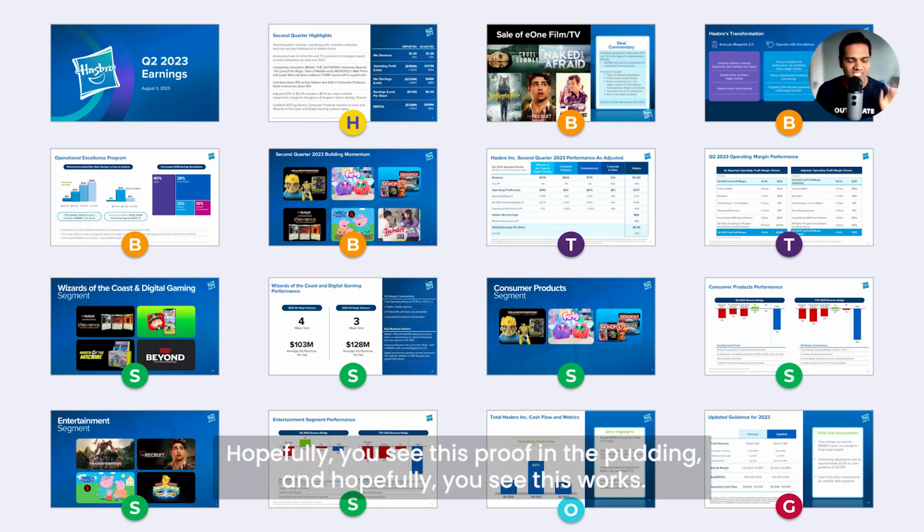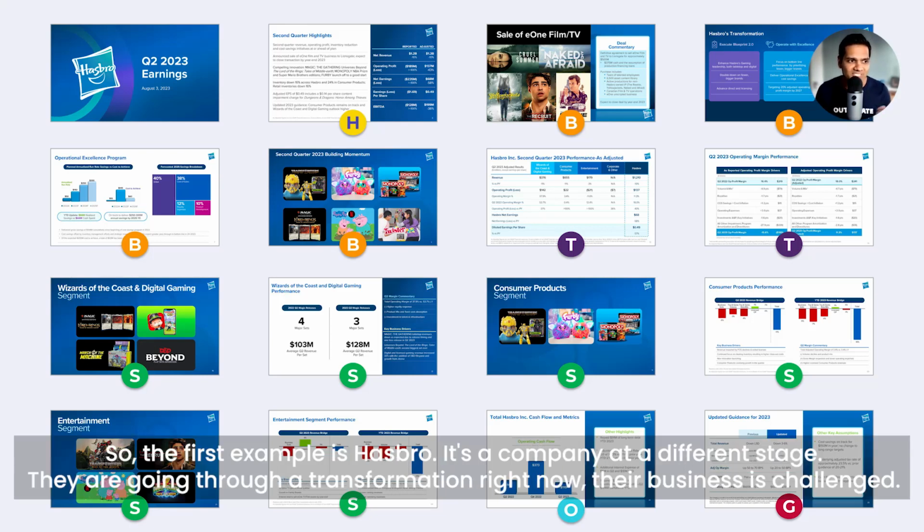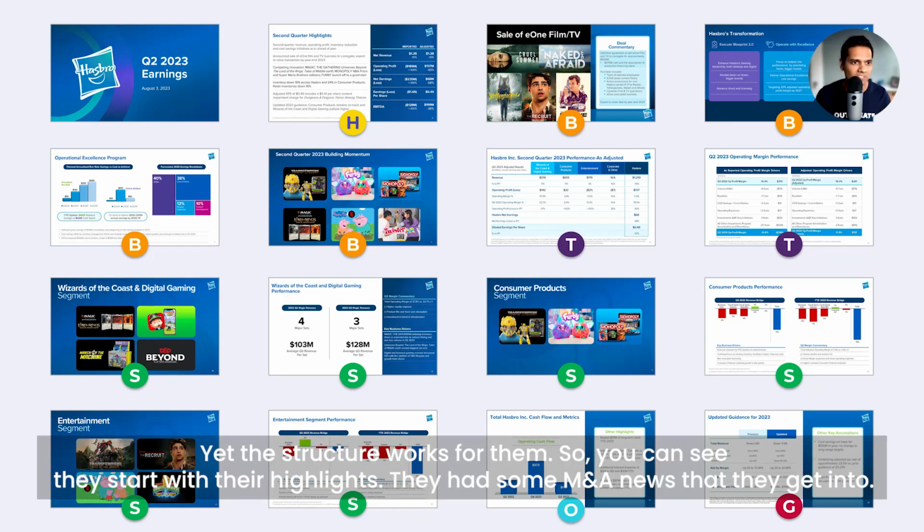So let me just walk you through those 3 situations, and how the HBTSOG framework still applies. Hopefully you see there's proof in the pudding, and hopefully you see this works. So the first example is Hasbro. It's a company at a different stage. They're going through a transformation right now. Their business is challenged, yet the structure works for them.